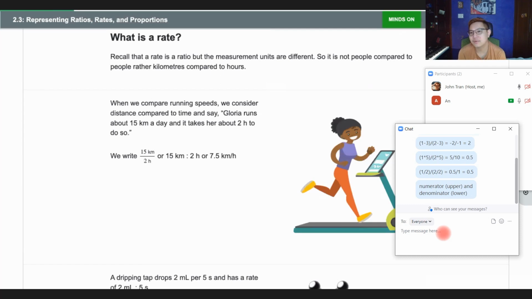Measurement units are different. Rate can mean something else too, like how much money you make per hour. For example, my rate right now is 500,000 Vietnam dong per hour, just for example. Or it can mean how fast you can run per hour, or how quickly you can work per day. It's how much over a certain amount of time.